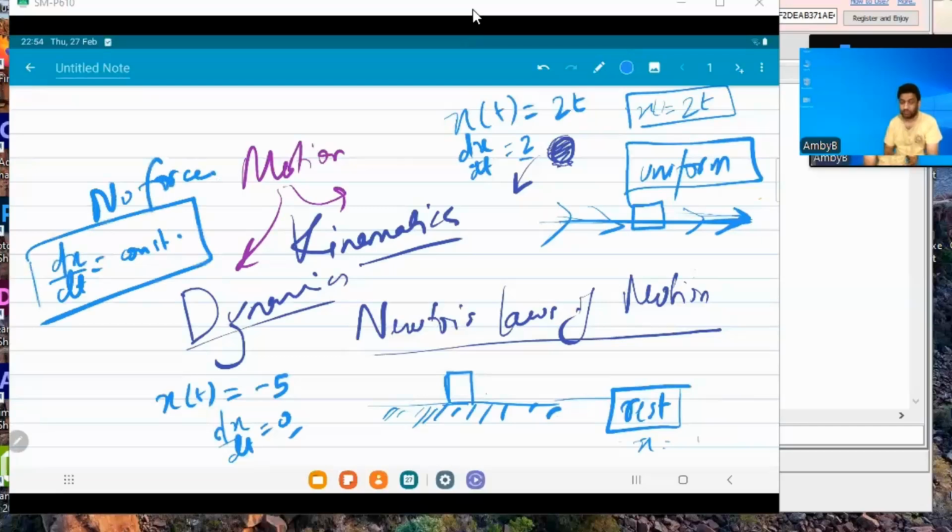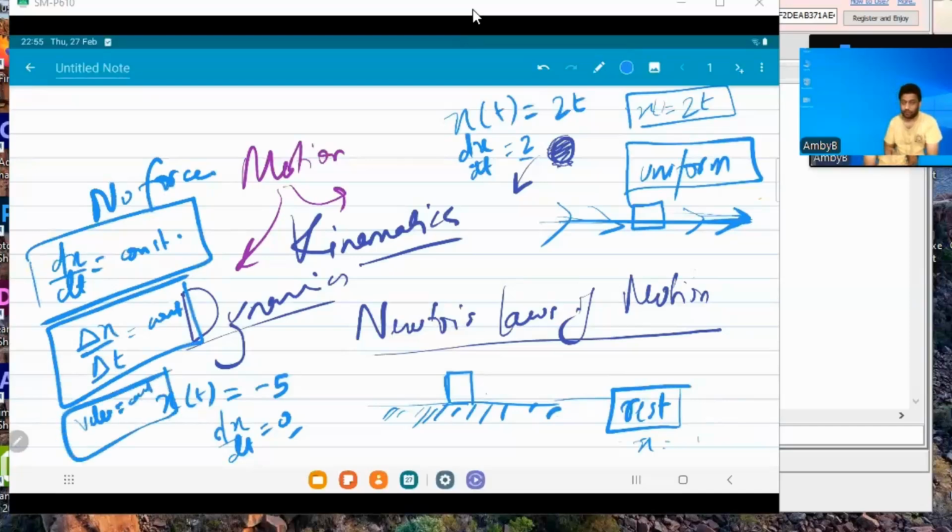Okay. So this is Newton's first law. You can say it like this: when a particle is in uniform motion, delta x by delta t is also the same. This is also like saying velocity is constant. Okay, this is one. And when you say it in words, you say that a particle at rest stays at rest, and a particle in motion continues to be in motion when there is no force.